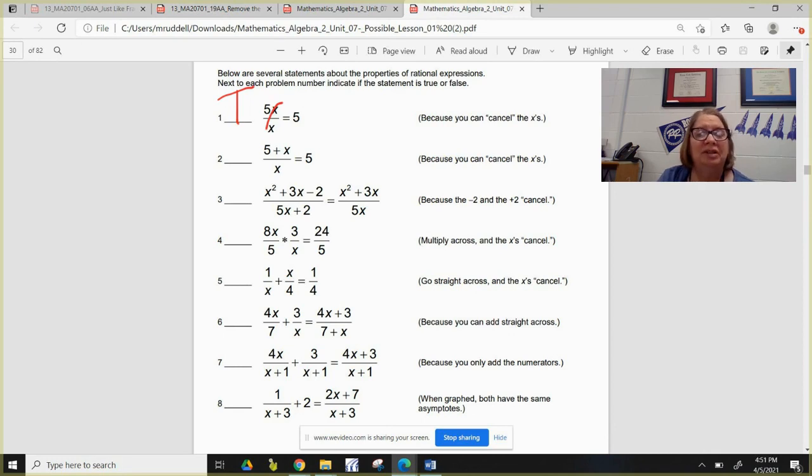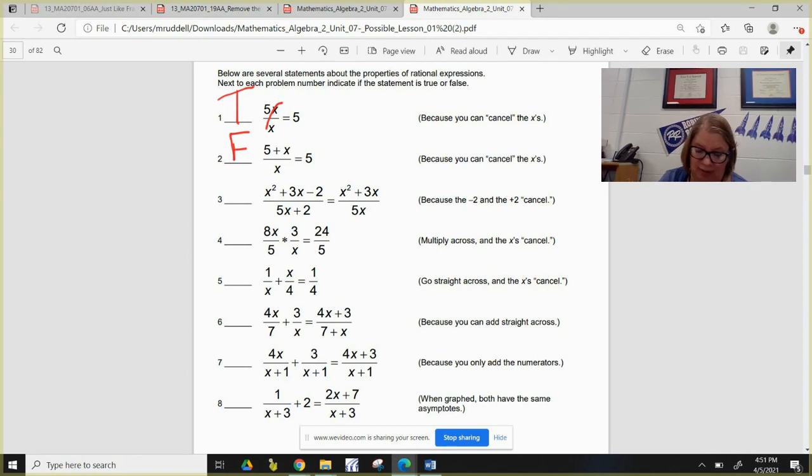Okay, number 2 says 5 plus x divided by x equals 5. These x's you cannot cancel because of that addition. Okay, that's false. You cannot cancel just those x's. This would have to be 5 over x plus x over x, which is 1. But you can't cancel out those because they're added.